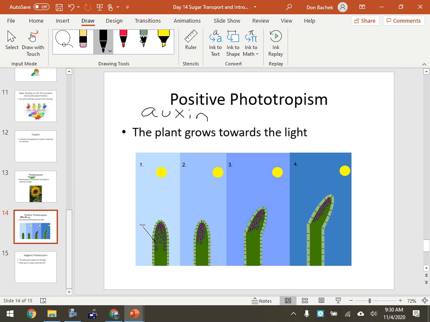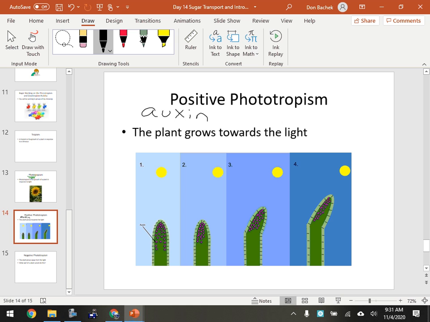The next one we're going to talk about is negative phototropism, and it asks you what part of the plant would exhibit negative phototropism, basically away from the light. Yeah, roots. Roots would be an example of negative phototropism. They grow away from the light. Basically, the rest of the plant would be positive phototropism. It always wants to grow towards the sun.